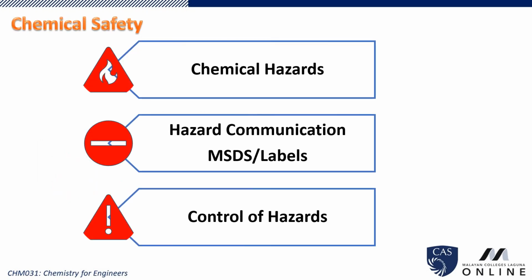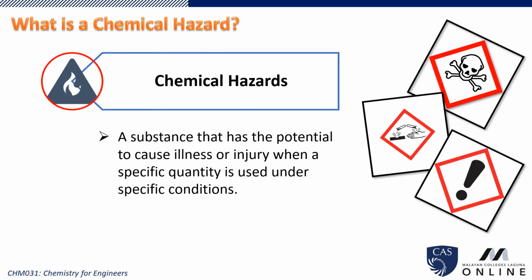Chemical safety involves recognizing hazards, communicating risks, and controlling exposure. This is essential in laboratories, industry, and everyday life. A chemical hazard is a substance with the potential to cause illness, injury, fire, explosion, or environmental damage under specific conditions.